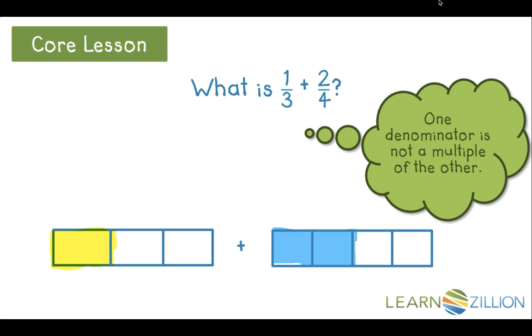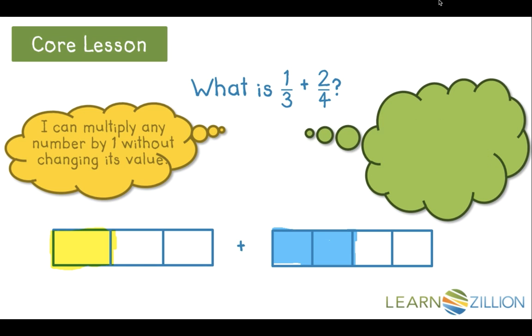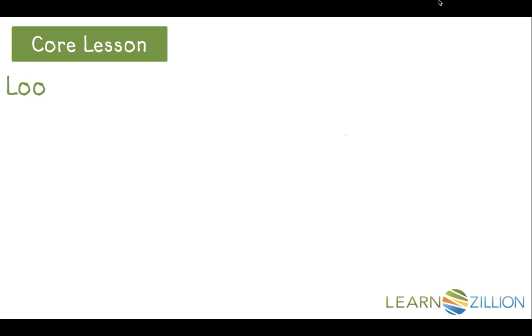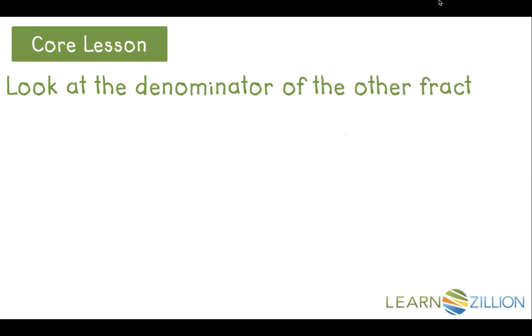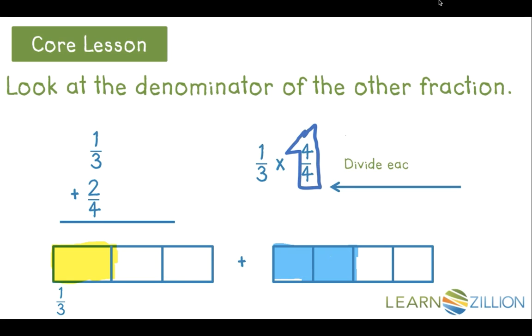We know that one denominator is not a multiple of the other. I know I can multiply any number by 1 without changing its value. So how do I decide which equivalent fractions to use? Well, I think I need to look at the denominator of the other fraction again. So when I'm going to look at 1/3, I need to look at the denominator for 2/4. So I have 1/3 times 4 over 4. I like to write my 1 around it again. And that shows me I'm going to divide these pieces, each part of the whole, by 4.